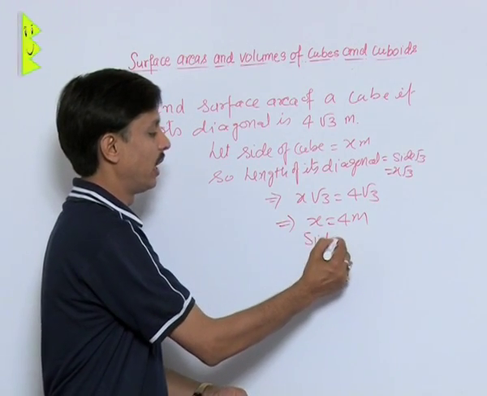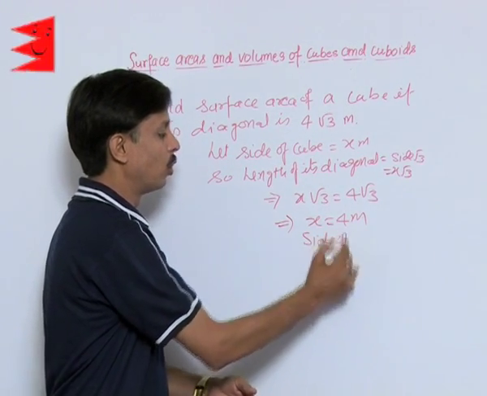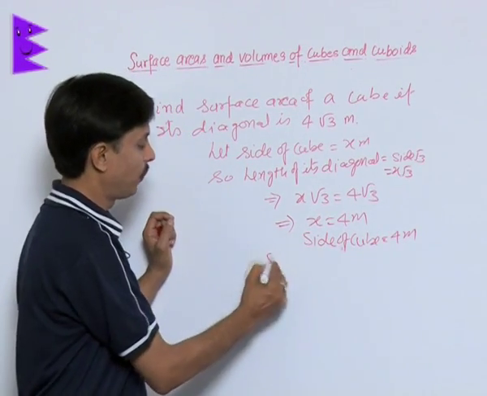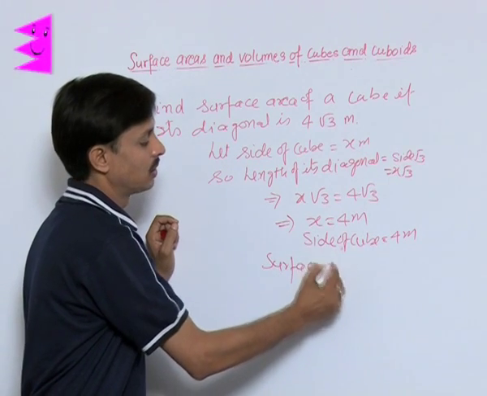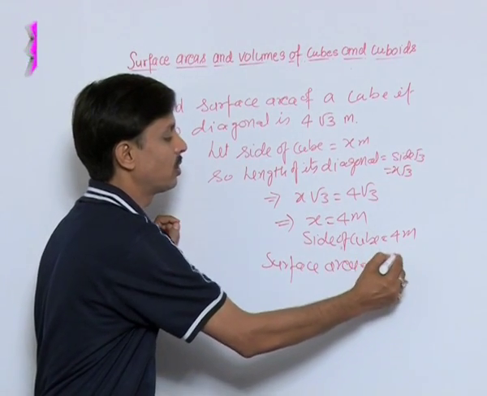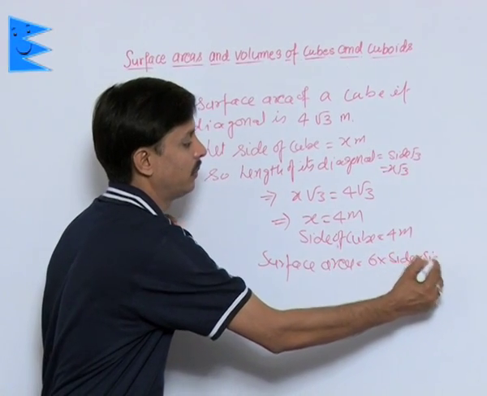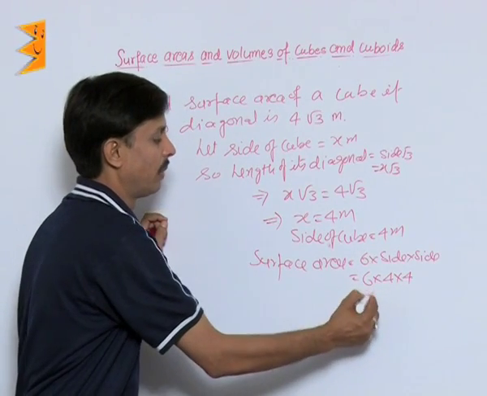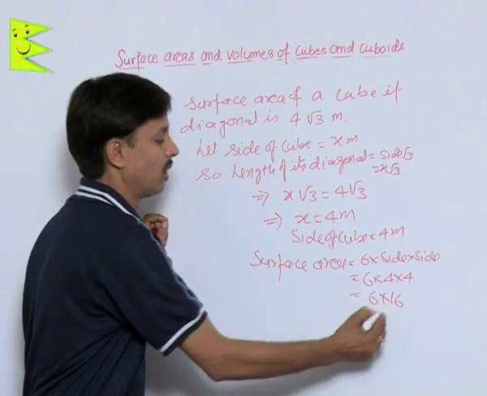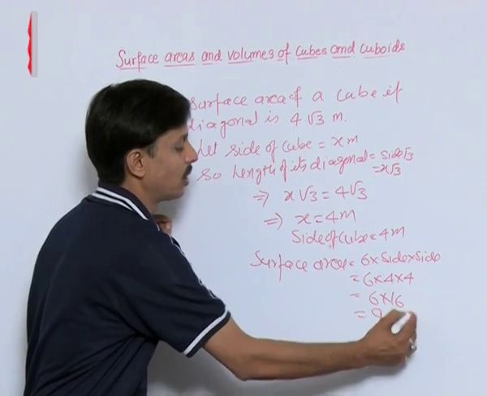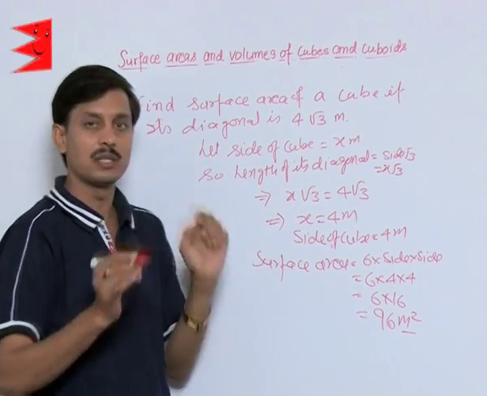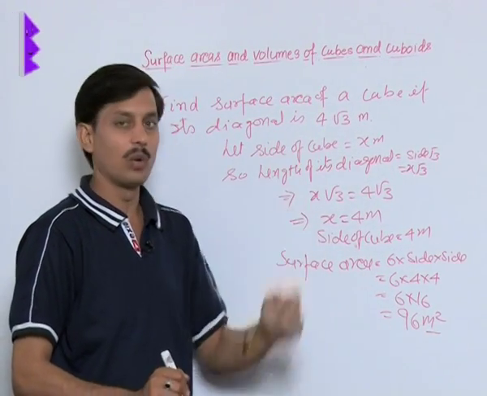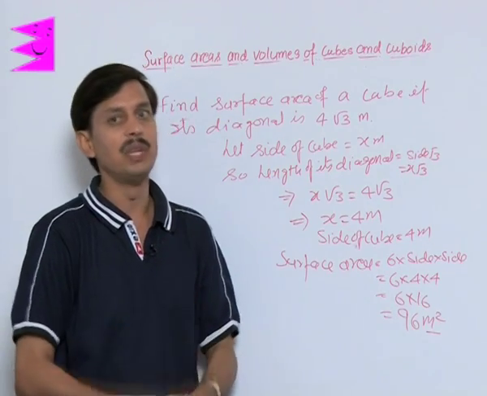That is, you can say the side of the cube becomes 4 meter. So its surface area is 6 into side squared, that becomes 6 into 4 into 4, that becomes 6 into 16, that becomes 96 meter square, which will be the surface area of that cube whose length of diagonal is 4 root 3 meters.